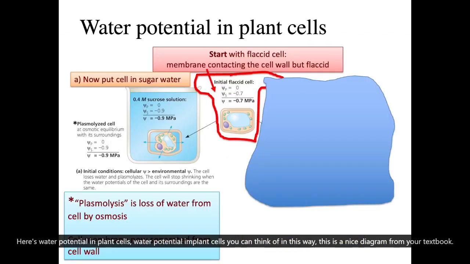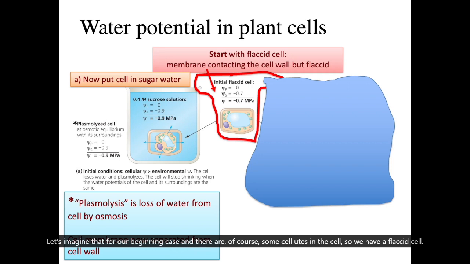Here's water potential in plant cells. Water potential in plant cells you can think of in this way. This is a nice diagram from your textbook. Start with a flaccid cell. That is a cell that's not pushing outward. Its membrane is contacting the cell wall, but it's flaccid. It just doesn't have a lot of pressure inside. So the pressure potential is 0 by definition here. Let's imagine that for our beginning case.